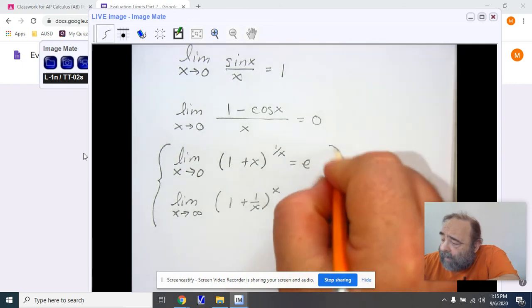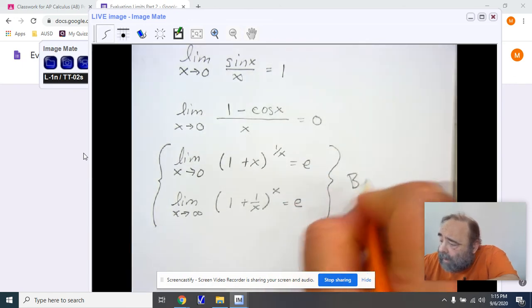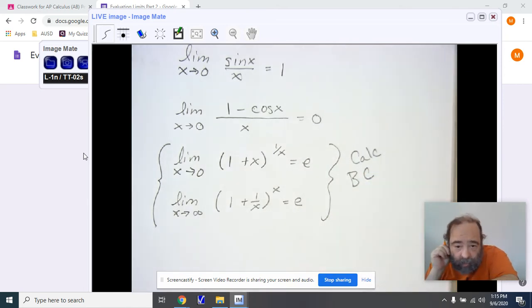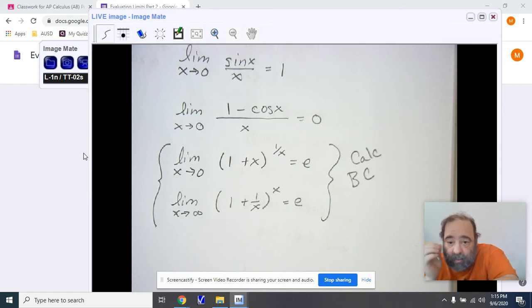So please be aware, we have two situations that we'll work with. These are both found in Calculus BC. So please be aware, you rarely see them in this class. However, every once in a while, I do show you the exact formula here, and I ask, what is it? And my expectation would be that you would call it e.